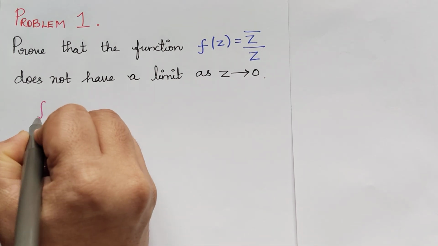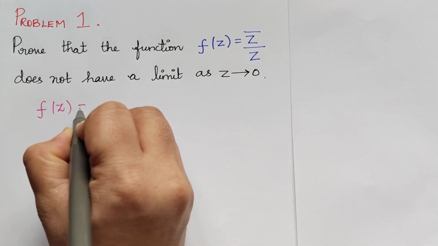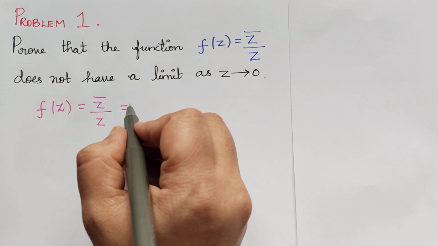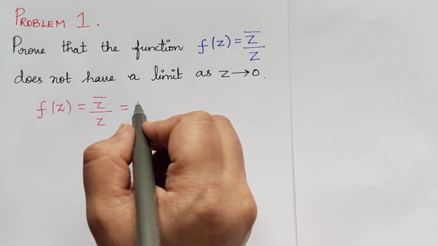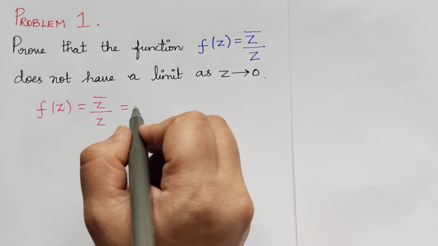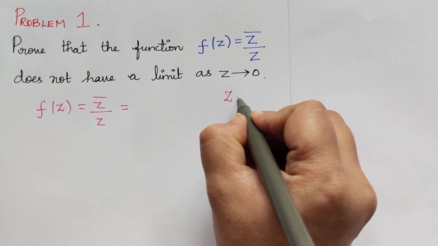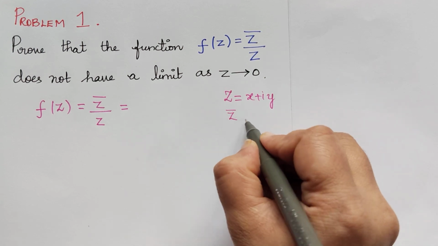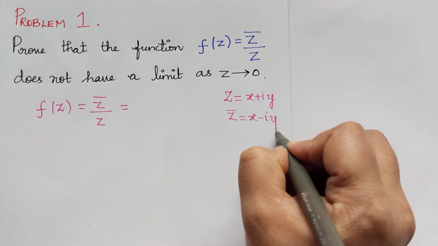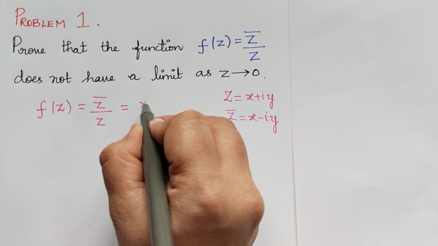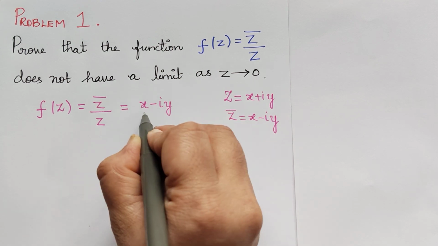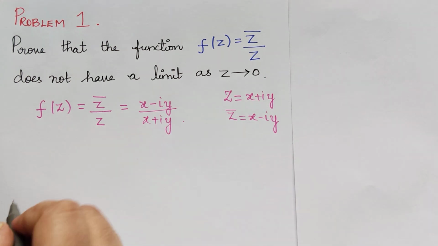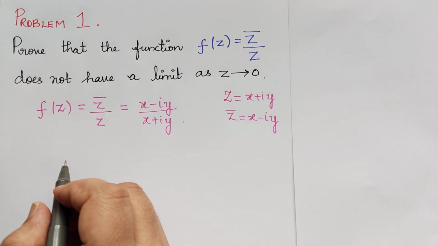First of all, we shall write the function f of z, which is equal to z bar divided by z. In our previous video on complex functions, that is functions of complex variable, I have already explained that the complex variable z is taken as x plus iy and its conjugate is z bar, which is equal to x minus iy. Now z bar divided by z can be written as x minus iy divided by x plus iy. Now we have to check for the limits.